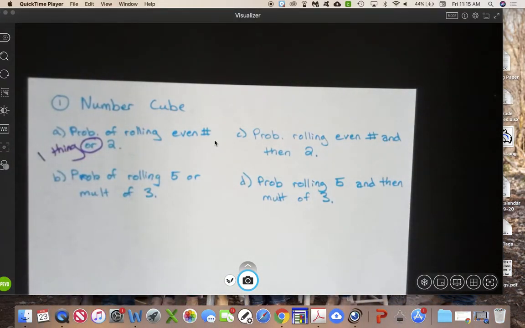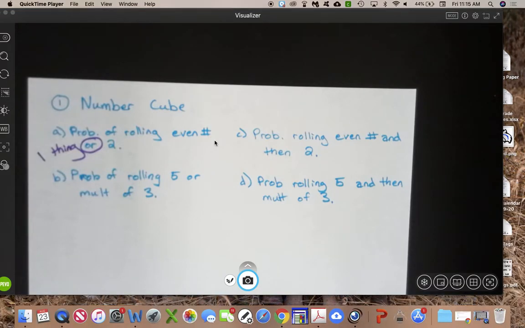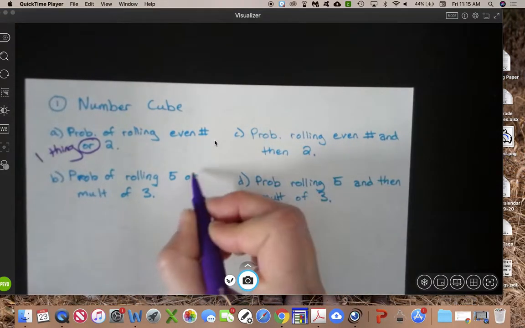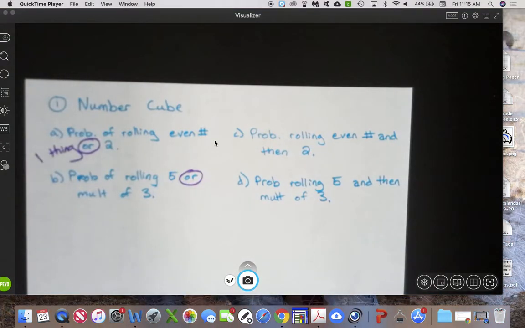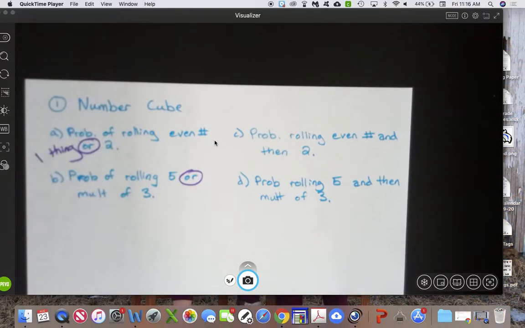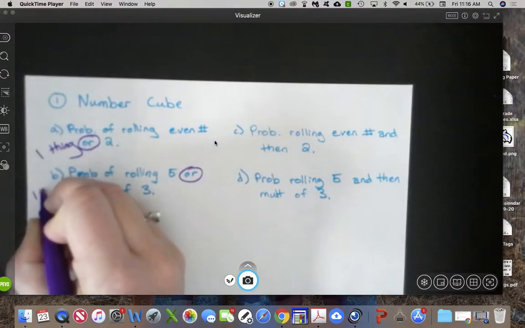Okay. Now let's look at B. Probability of rolling a 5 or a multiple of 3. There's that word again, or. If I want a 5 or a multiple of 3, how many dice am I rolling? 1. Still only 1, but 2 categories. I want it to either be a 5 or a multiple of 3, yeah? So still only doing 1 thing.